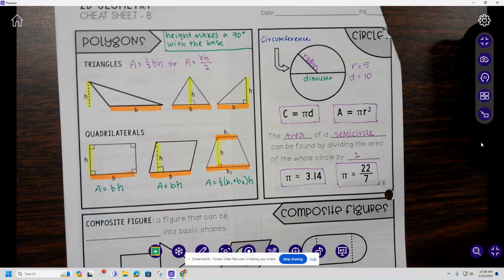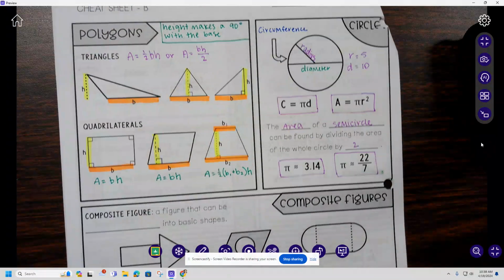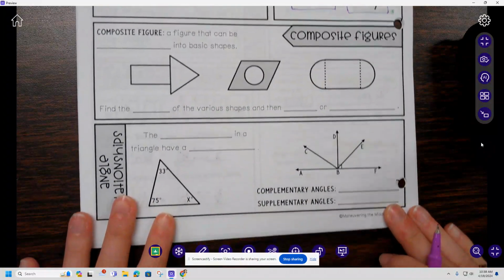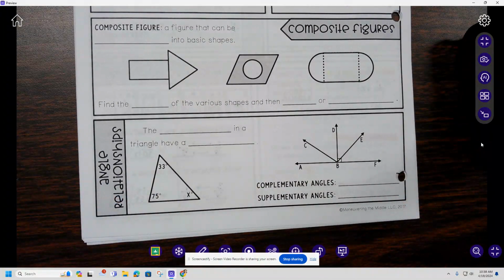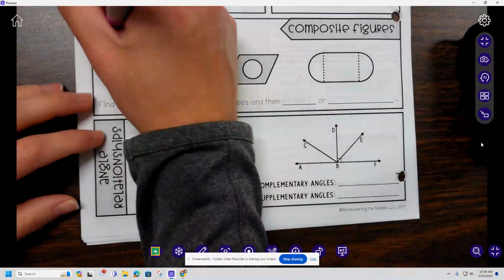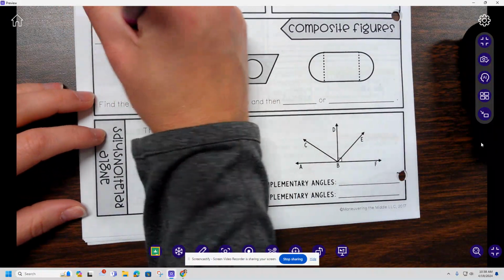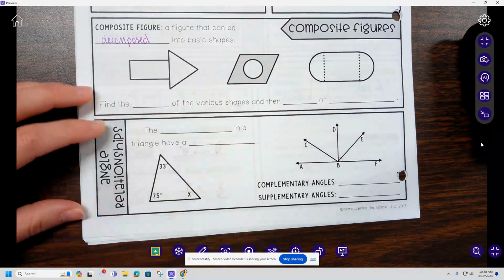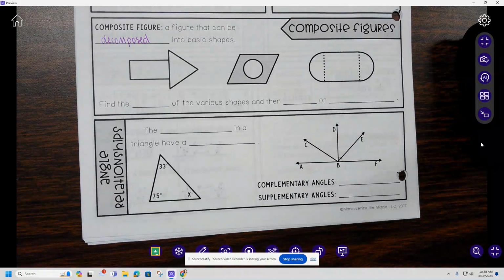All right, let's move on to composite figures. These might look difficult, but I'm telling you they're not. So a composite figure is a figure that can be decomposed into basic shapes. And you all know how to find the area of a triangle. You all know how to find the area of a rectangle or a parallelogram or a trapezoid or a circle. So what these figures are, it's 2 or more shapes that are put together. And so in order to solve these, all you have to do is take them apart.